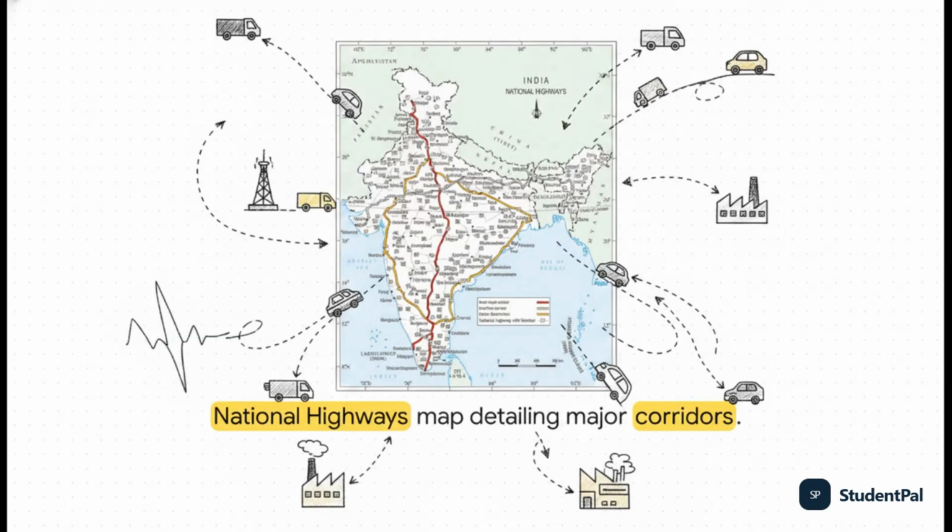Check out the map we have here. Do you see that yellow circuit? That right there is the Golden Quadrilateral Superhighway. It's this massive project linking Delhi, Kolkata, Chennai, and Mumbai in a giant loop.